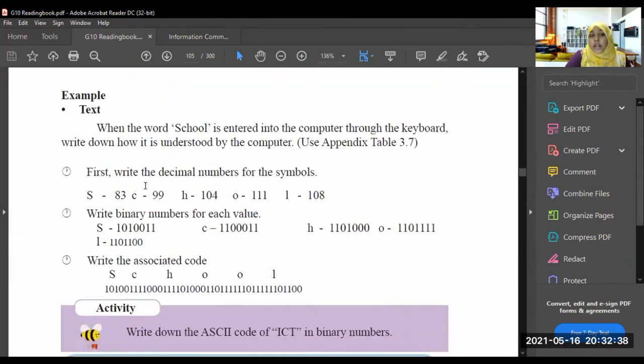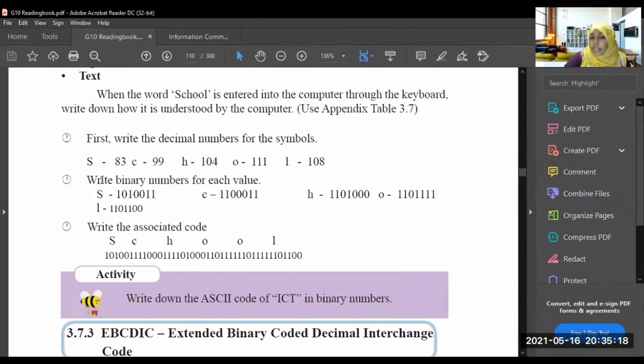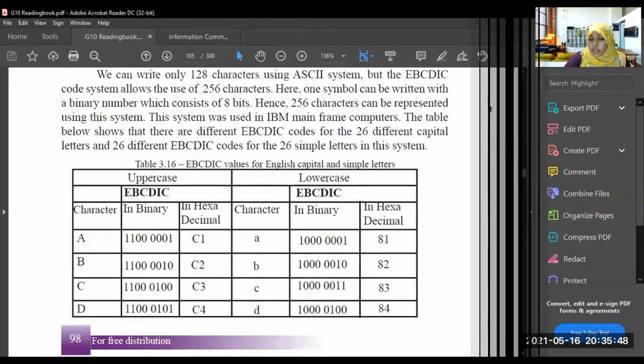For example, when the word school is entered into the computer through the keyboard, write down how it is understood by the computer. Convert the ASCII into the binary system. Here S is equal to 83, C equal to 99, H equal to 104, O equal to 111, L equal to 108. So what you should do here is divide them by 2 and get the 7 bits of the binary number. Now, do you understand how to obtain this answer?